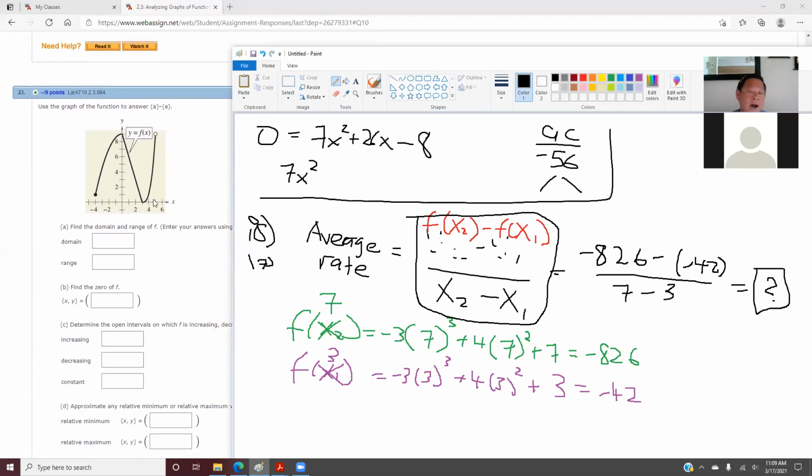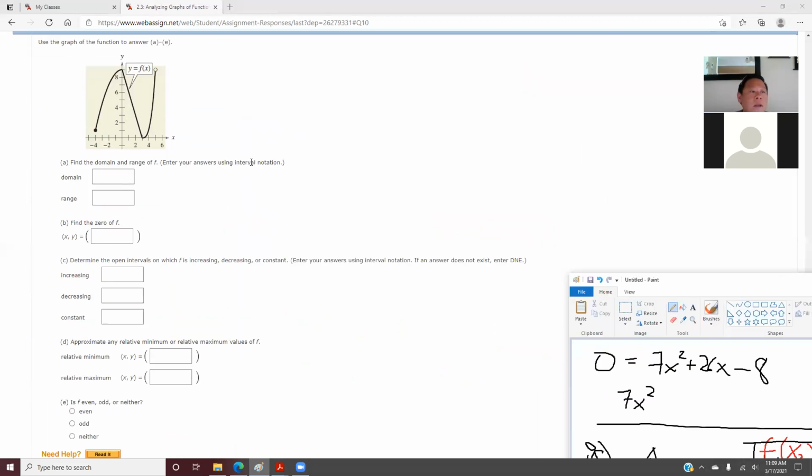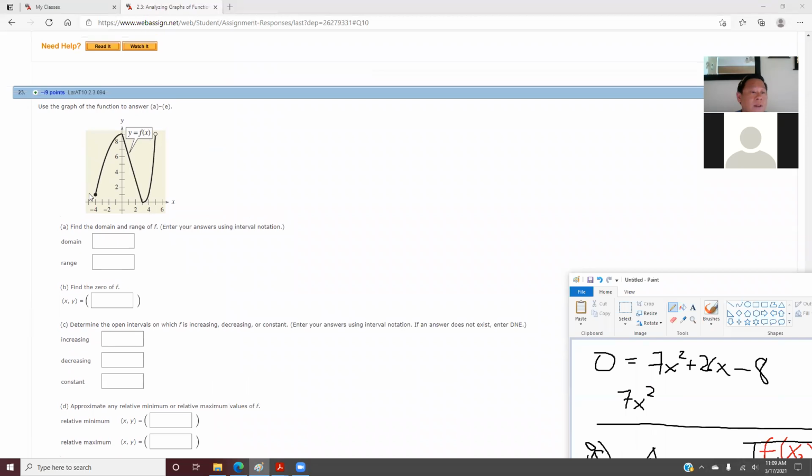Now 23, this is pretty hard. So we will look at 23 here. 23 is giving us this graph, and they're asking us to find the domain and range of this function. The domain is the x values. So what x values can you have in this function?